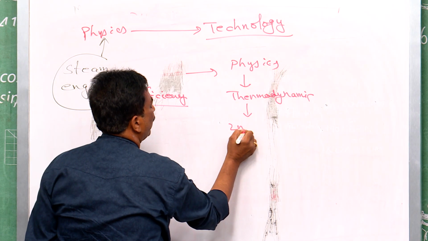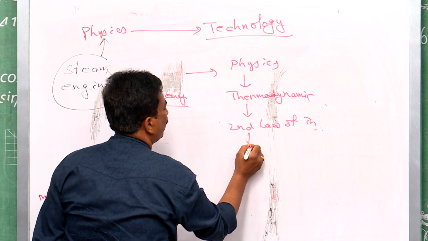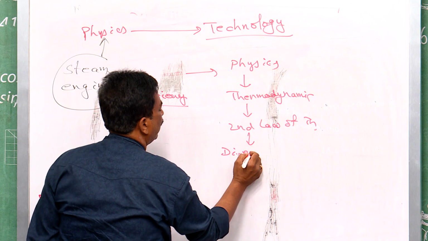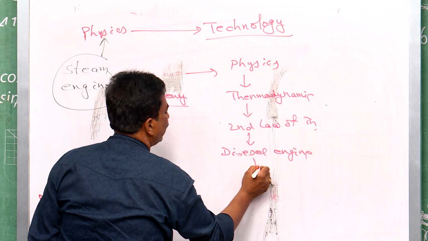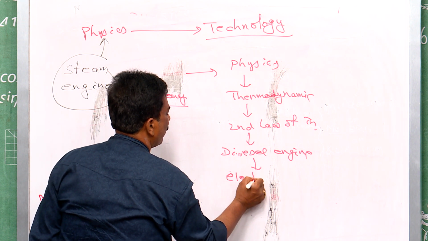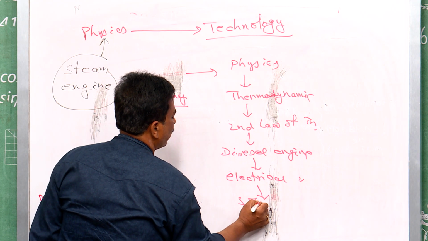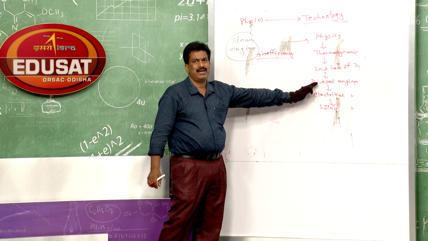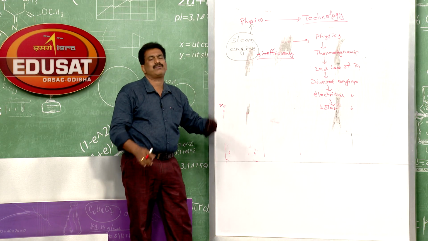Then we came to know about the second law of thermodynamics, and by making use of that second law of thermodynamics, we developed the diesel engine, and that diesel engine converted to the electrical engine. Also the solar engine. These are high technology. If the technology is to be maintained, then you have to go through physics.